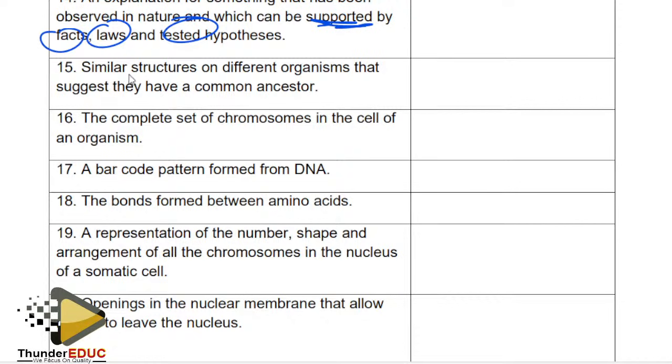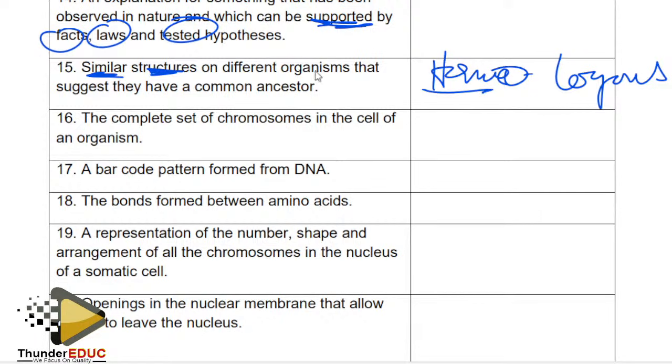The similar structure of different organisms that suggest they have a common ancestor. Similar structures. Whenever you say similar, it is homo. It starts with the word homo. Structures means logos. When you say homo, similar, and logos means structure, so it is homologous structures.